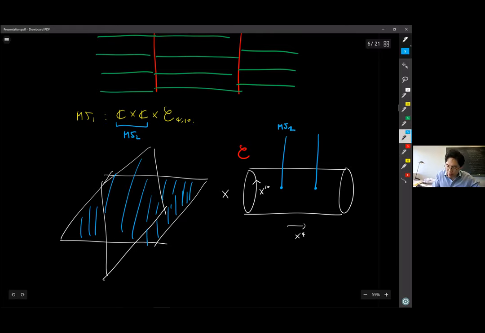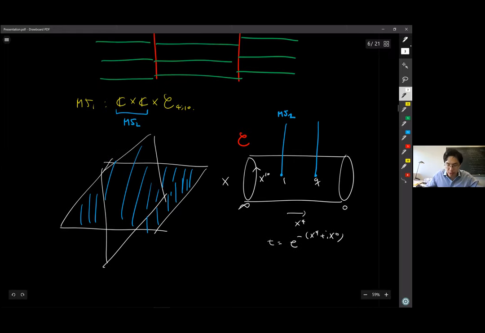And this M5-2 gives the vertex operators on the 2D side. So if I take the holomorphic coordinate t to be exponential of minus x10 or i x10, they will be at 0, q, 1, and infinity. So this is precisely the same picture that I showed you earlier.